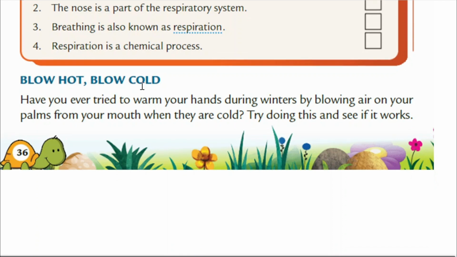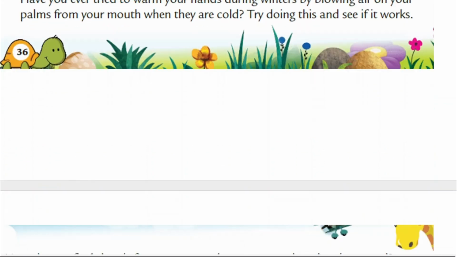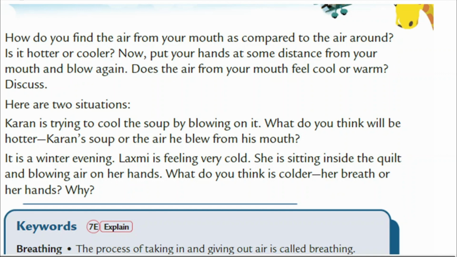Blow hot, blow cold. Have you ever tried to warm your hands during the winters by blowing air on your palms from your mouth when they are cold? Try doing this and see if it works. How do you find the air from your mouth as compared to the air around? Is it hotter or cooler? Now, put your hands at some distance from your mouth and blow again. Does the air from your mouth feel cold or warm?